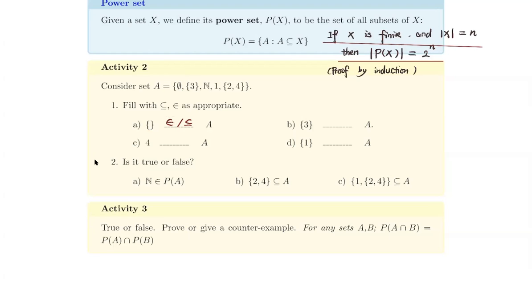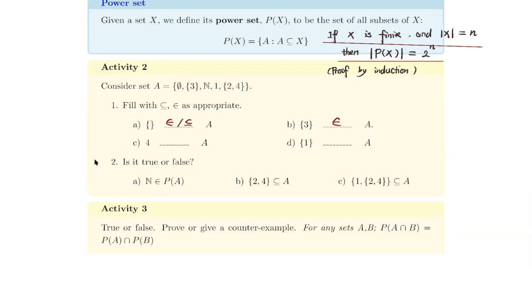Yes. Part B. What's part B? Element or a subset? Element, yes. Part B is element. Okay, why? Because, well, it's right here. The set that has 3 in there, the set of 3, is an element of A. Alright, so this is element.